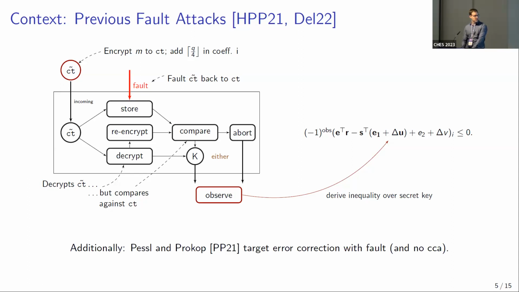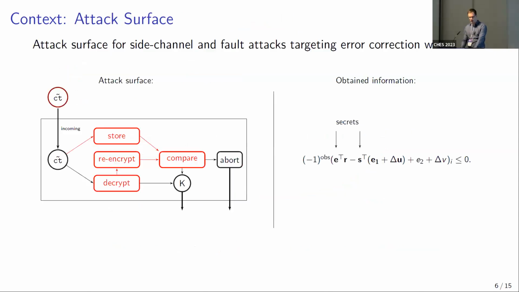Additionally, there has also been an attack that just targets the error correction using a fault and doesn't use a chosen ciphertext. So if we look at these kinds of attacks, then this is really a general attack strategy and not just a single attack, and it can be made use of using either a fault or side channel leakage in several different locations.